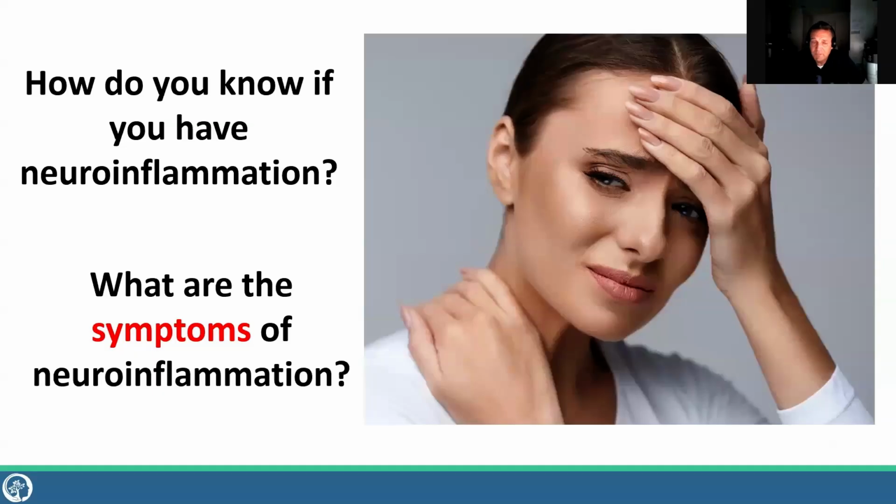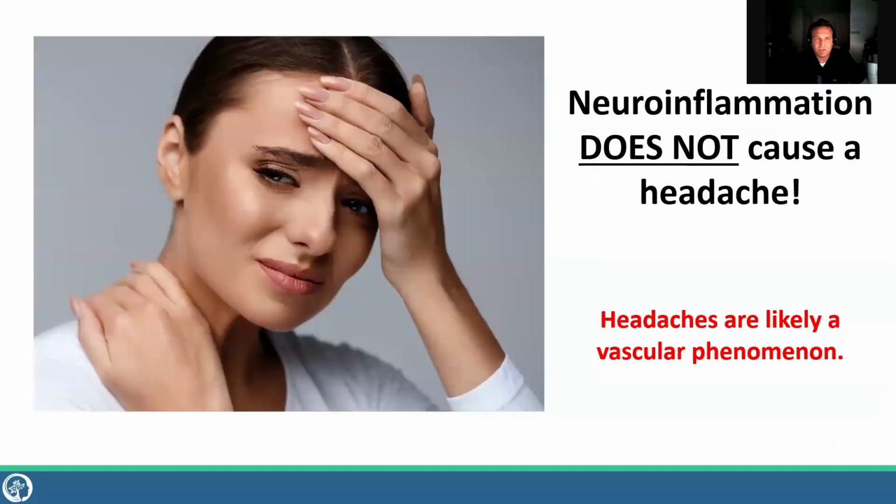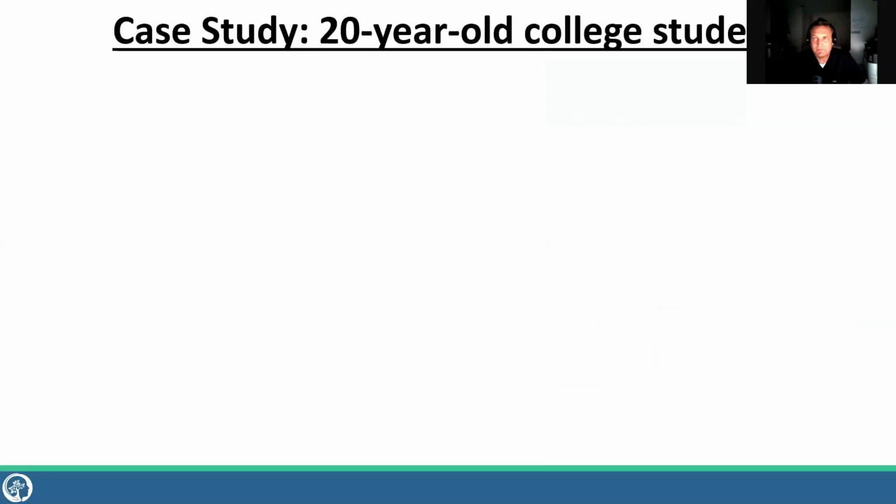So here's the million-dollar question of the day. How do you know if you have neuroinflammation? Or what are the symptoms of neuroinflammation? Neuroinflammation, again, is not a headache. Headaches are likely a vascular, a muscular, a muscle tightening phenomenon. The way you know is you have a systemic inflammatory response that is transmitted to the brain.